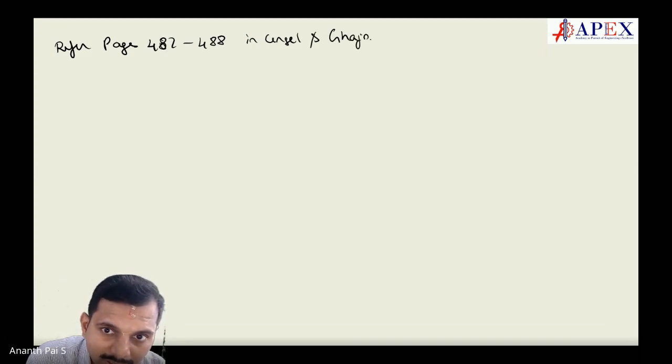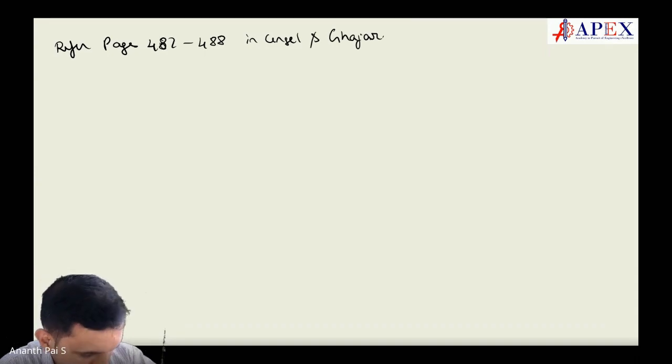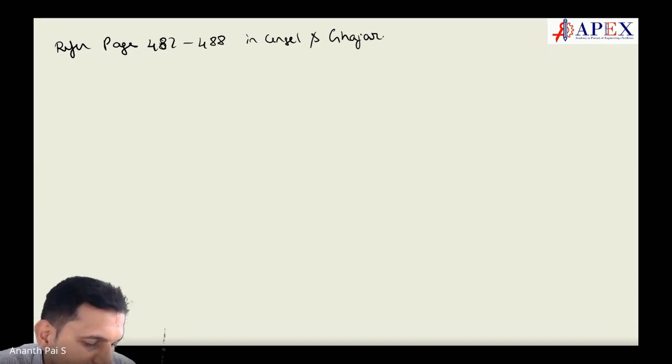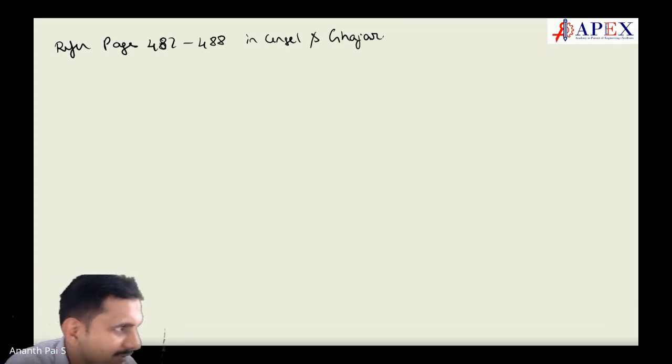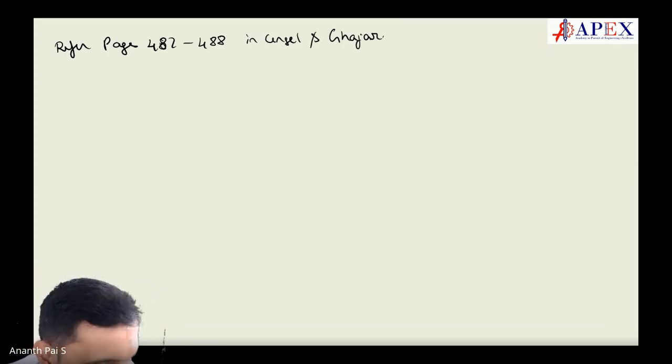This is Ghajar. Afshin Ghajar is from Oklahoma State University, Stillwater. And Yunus Cengel is from University of Nevada. Both are Iranians actually. Nevada is a desert, so he's there. So he understands heat transfer better. So he's written that book.